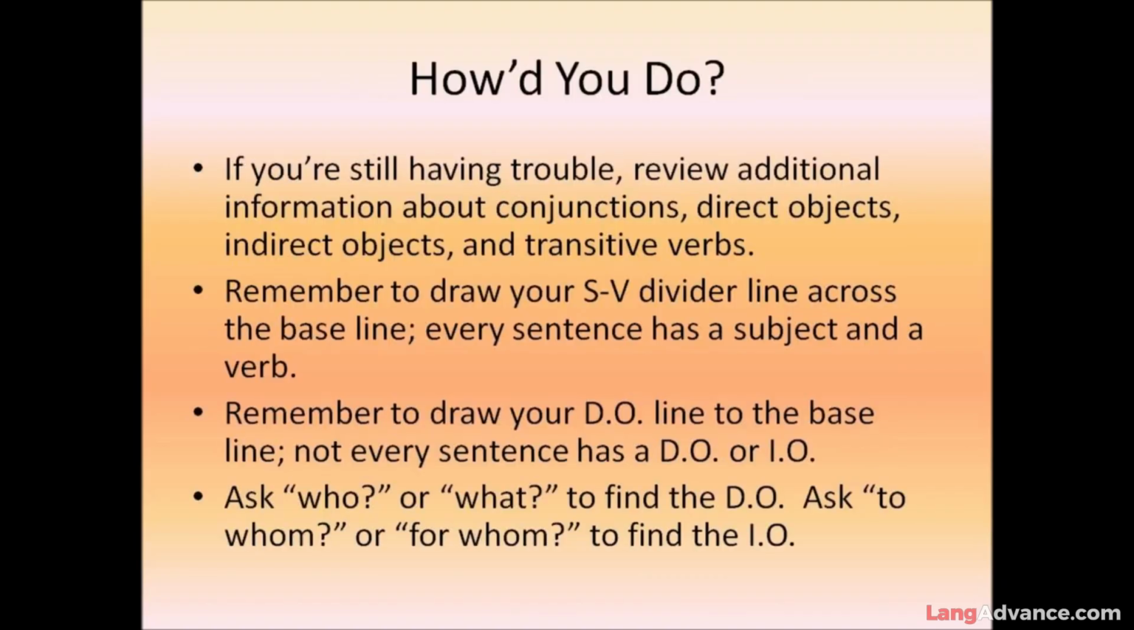So how did you do? If you're still having some trouble, review additional information about conjunctions, direct objects, indirect objects, and transitive verbs. Remember to draw your subject-verb divider line across the baseline. Every sentence has a subject and a verb. Remember to draw your direct object line to the baseline. Not every sentence has a direct object or indirect object. Ask who or what to find the direct object. Ask to whom or for whom to find the indirect object.